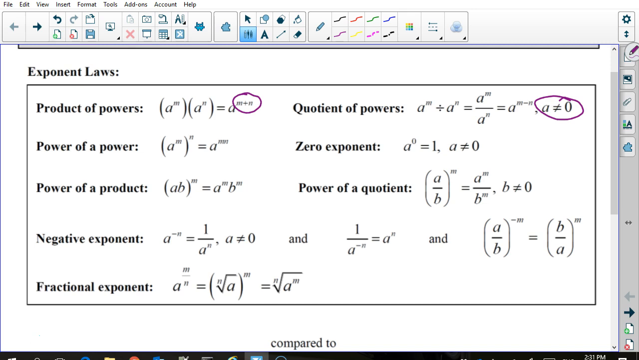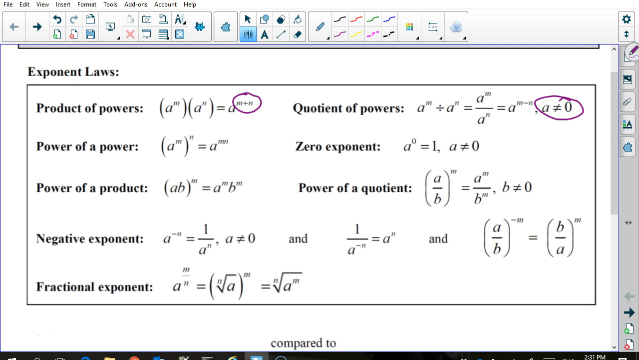Power of a power or power to a power, a to the m to the n, we multiply the exponents. 0 exponent is equal to 1. Anything raised to the power of 0 is 1 unless that thing is 0. So the base can't be 0.